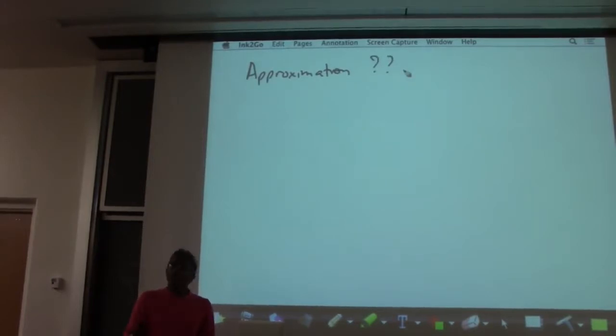So in many of the problems we've looked at, the goal was to find the best something. You want to find the minimum spanning tree, the minimum vertex cover. Try to find the best of something.